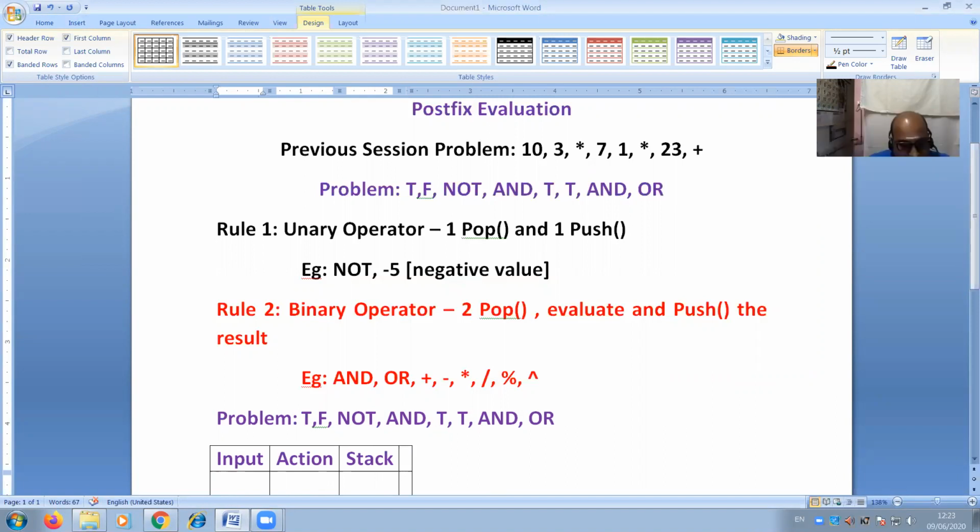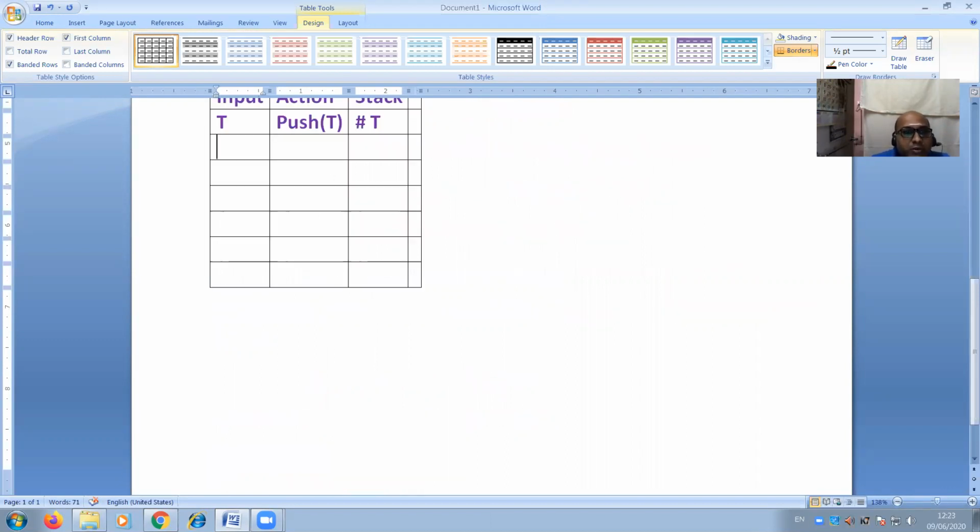So I am trying to take or scan the input one by one. Here the first input seems to be T, which is nothing but true. True means it is a value. Value means I am trying to push it straight away. So initially the stack did not have any content. I am trying to push the true part on top of the stack. So I do not have anything to evaluate.